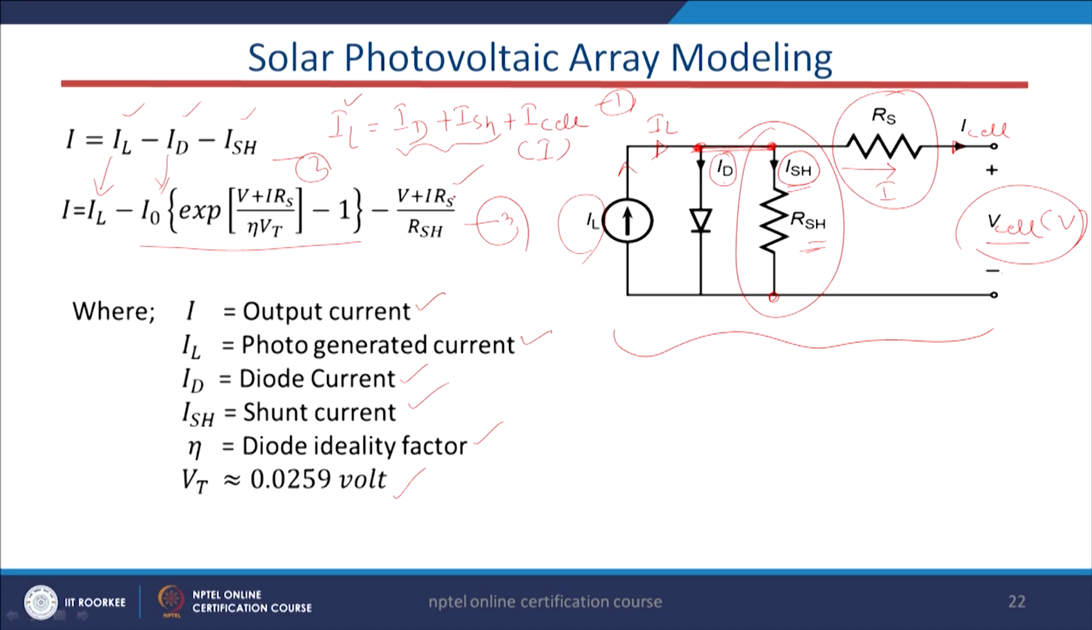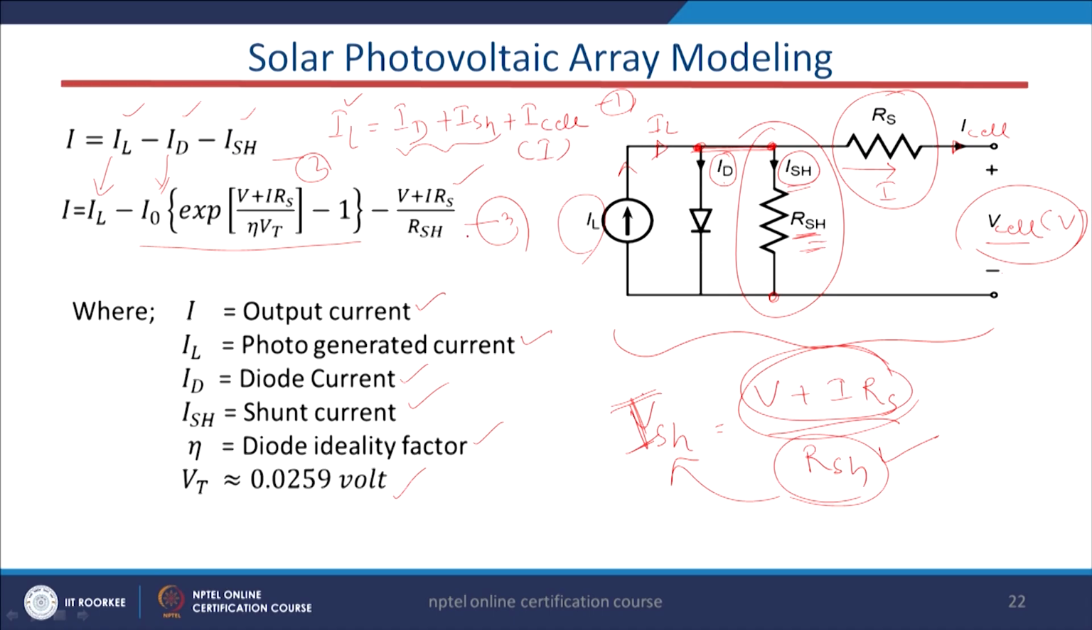That is what I have written here, V plus IRS. So, this is how we can define VSH is equal to V plus IRS divided by RSH. This is the voltage across this resistance, and this is the resistance. It should be ISH, not VSH. This is the shunt resistance, and if we divide voltage by resistance we will get the shunt resistance current. And by replacing this ISH in equation 3, the final equation looks like this.